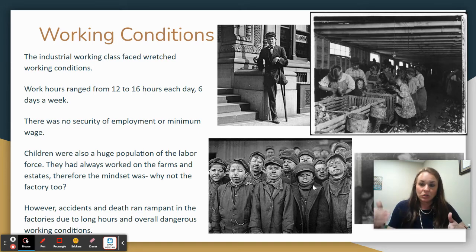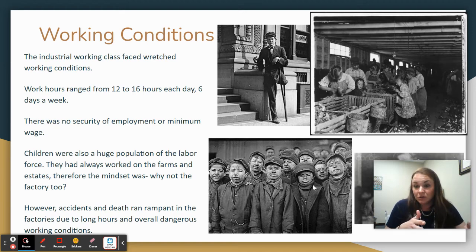We have got to regulate this stuff so that children aren't in danger, aren't working these insane hours. If someone does get their arm chopped off, there's some type of security that we can give them for a little bit, so that their family isn't just destitute.